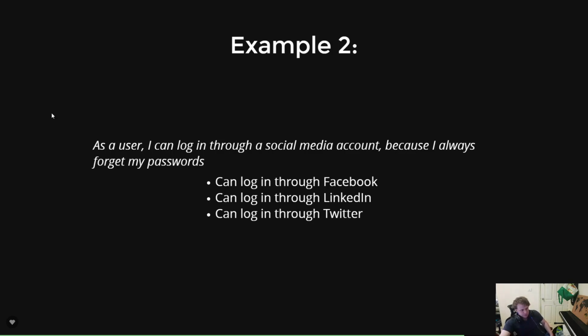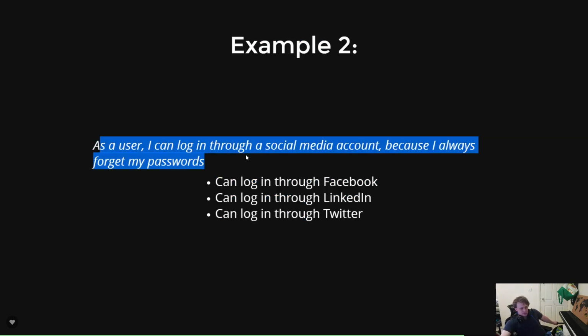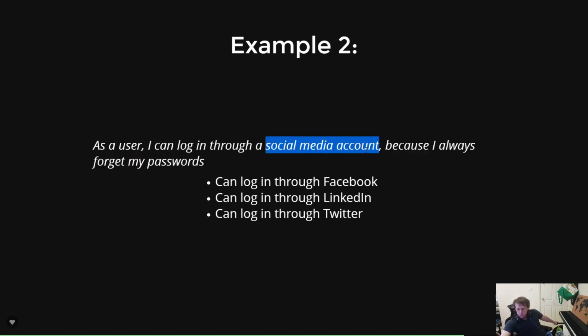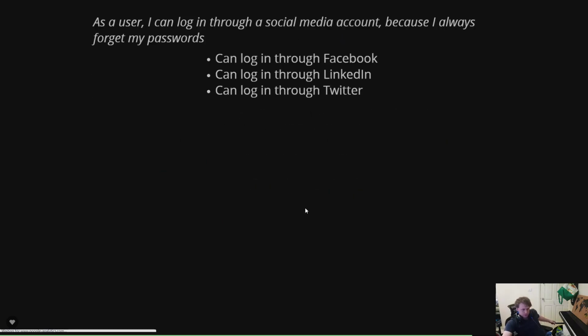Here's another example of UAC, user acceptance criteria. As a user, I can log in through a social media account because I always forget my passwords. That's a great user story. This is such a critical piece of information. Understanding why people want to do this is so valuable, because they forget their passwords. And then the user acceptance criteria might be that they can log in through Facebook, through LinkedIn, and through Twitter.